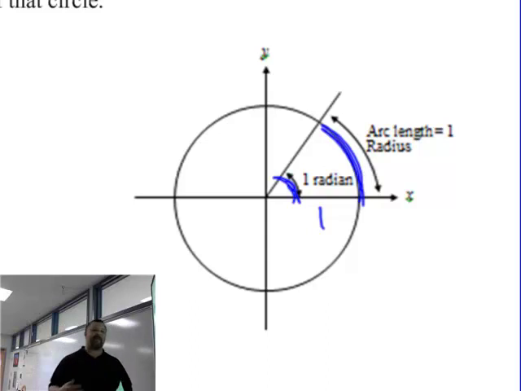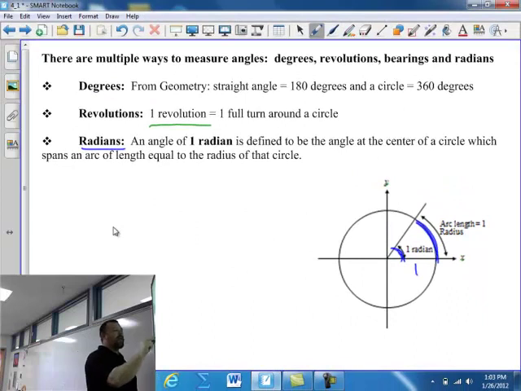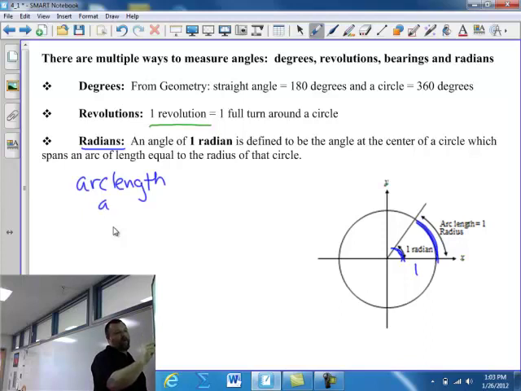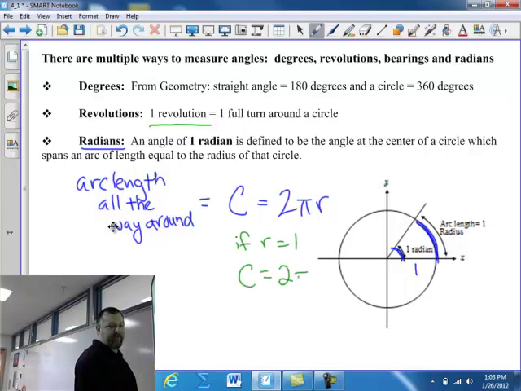Okay, let's try this. What we have basically is arc length defining our angle. And so the arc length all the way around the circle, isn't that just called circumference? That is the circumference. That's what it's called. And the formula for circumference is 2 pi r. All right, and we just decided we're going to make our radius 1 because that's what we're going to do a lot in this chapter. So if r is equal to 1, the circumference turns out to be 2 pi.